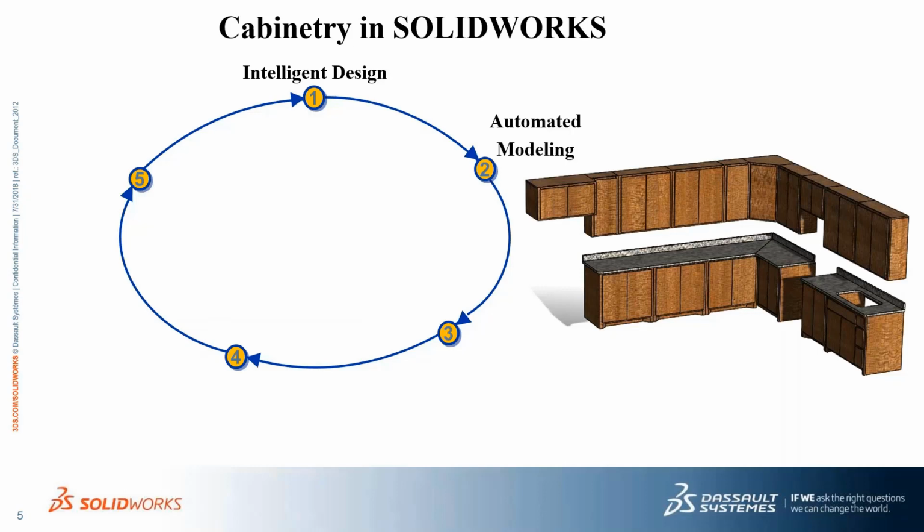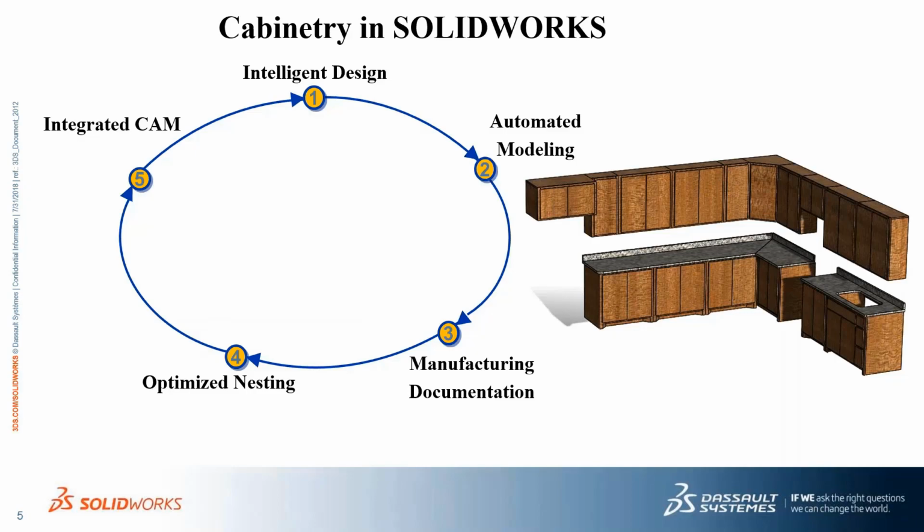Next, we'll dive into automated modeling. Here we'll see how we can create features and components that help us automate our modeling process. Then we'll look at how quickly and efficiently we can take our modeling design and create detailed manufacturing documentation. We'll then see in optimized nesting how we can take our cabinets and create nests ready for our CAM solutions integrated directly into SOLIDWORKS. And finally, with integrated CAM, we'll see how after nesting, we can go straight into creating our G-code right from the SOLIDWORKS software.